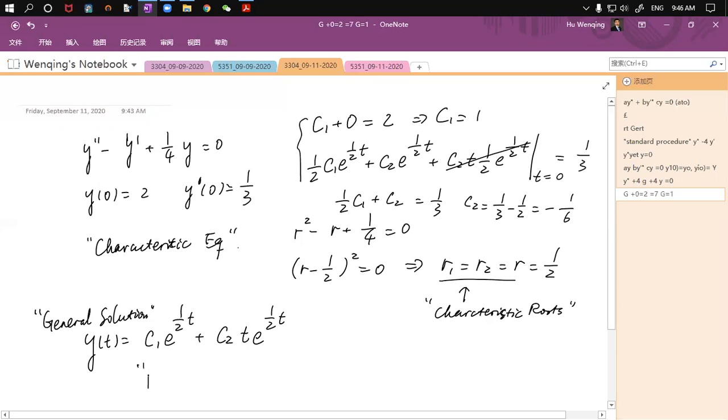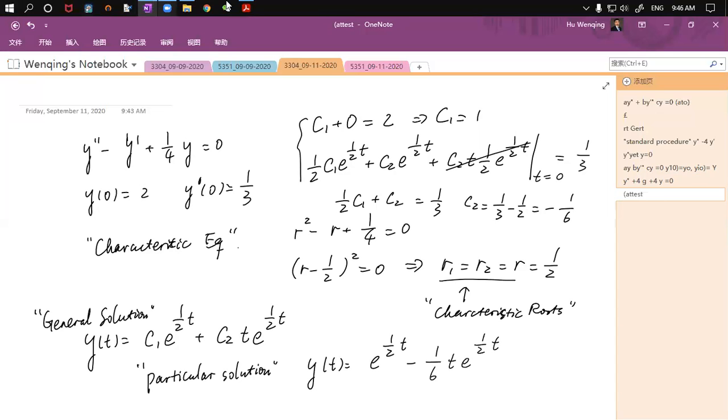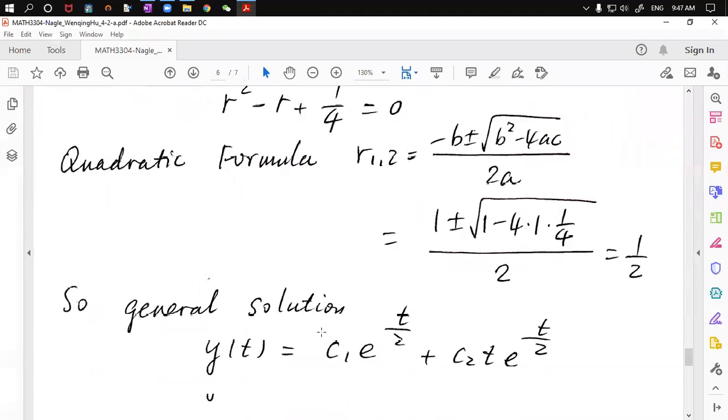So that's the particular solution. The particular solution is going to be y of t equal to e power 1/2 of t minus 1/6 t times e power 1/2 of t. So that's the way you find the particular solutions.